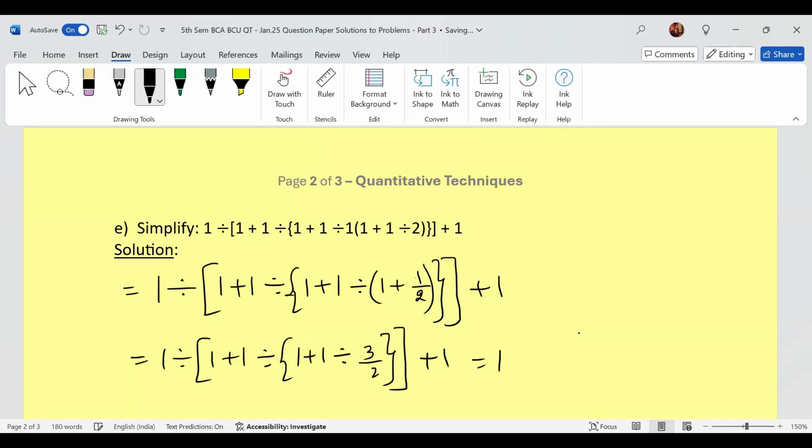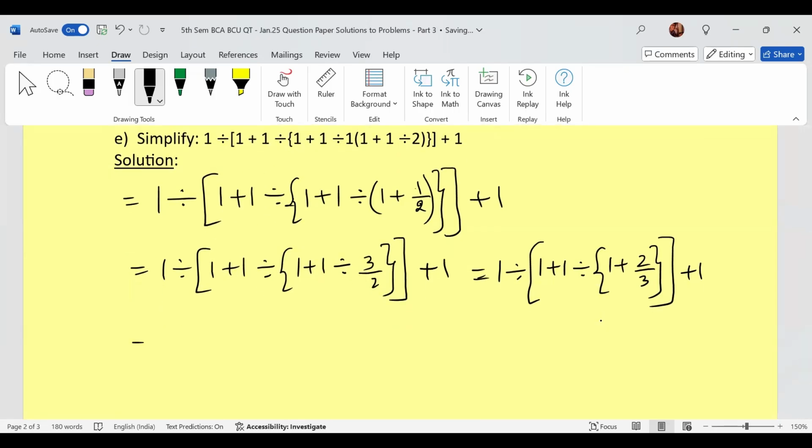This is equal to 1 divided by box bracket 1 plus 1 divided by flower brackets 1 plus 1 divided by 3 by 2, which is nothing but 1 multiplied by 2 by 3, so which is 2 by 3. Close the flower brackets, close the box brackets, plus 1. Then in the next step, this is equal to 1 divided by box brackets, 1 plus 1 divided by flower brackets. 1 plus 2 by 3 is nothing but 5 by 3.